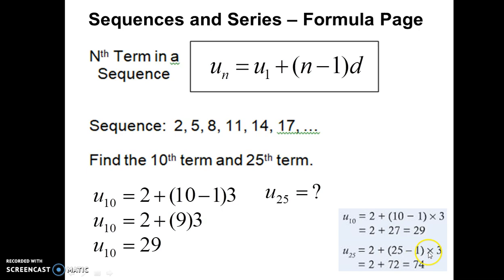All right, and you can check your work here. So in u25, we put u1 here, and then 25 minus 1 times 3, and that should work out to 74.